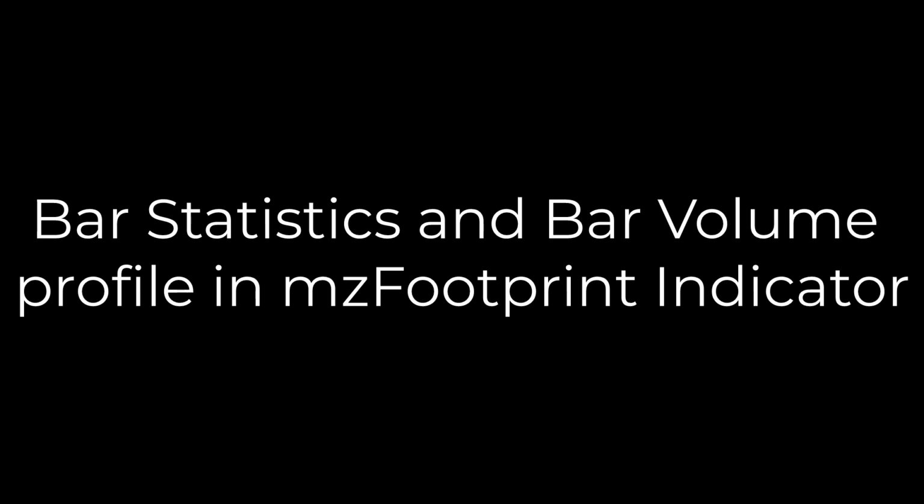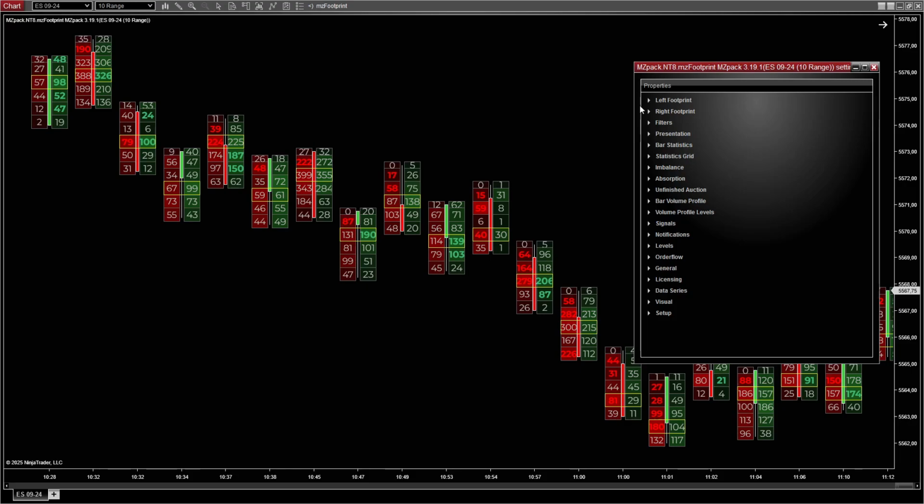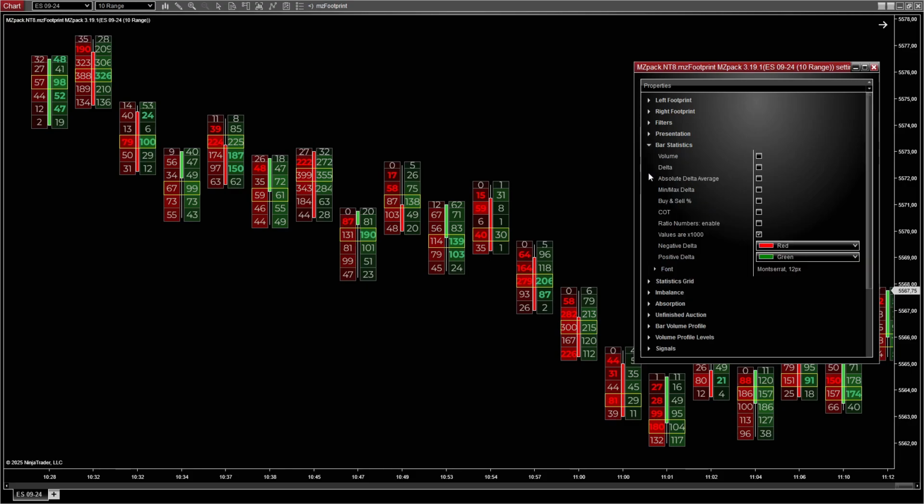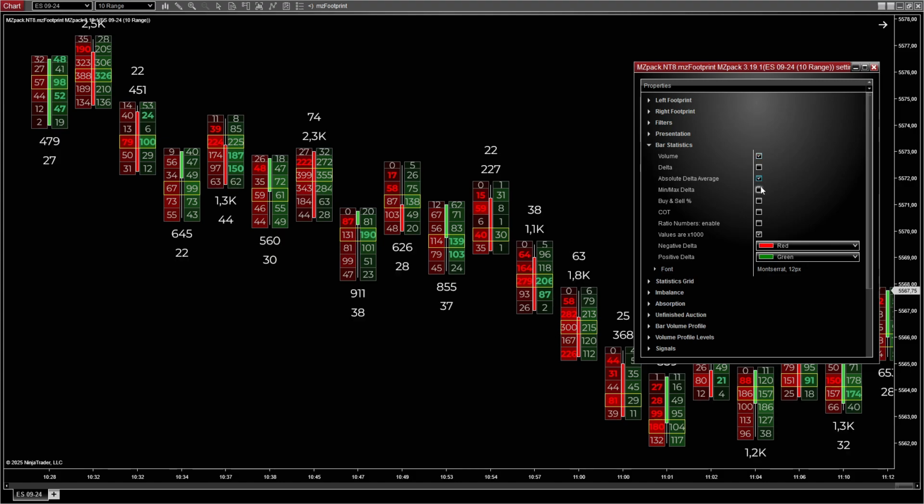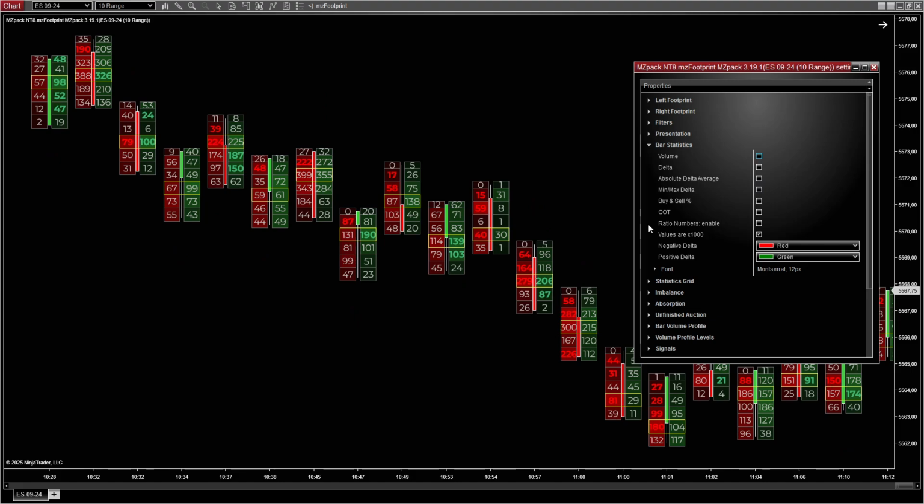Bar statistics and bar volume profile in mzFootprint indicator. The bar statistics section in the mzFootprint indicator provides essential market data for each bar, helping traders analyze volume distribution, delta imbalances, and trade activity. This feature allows for a deeper understanding of market dynamics at a glance.